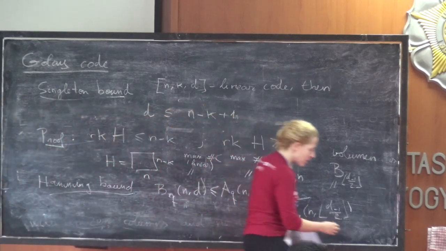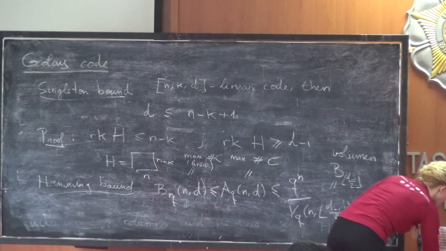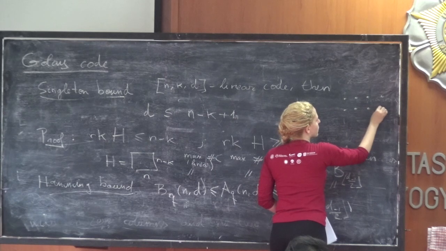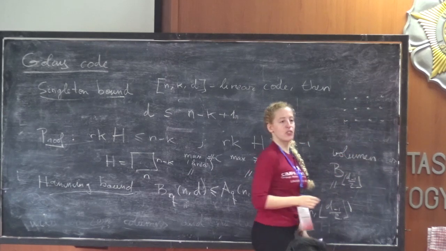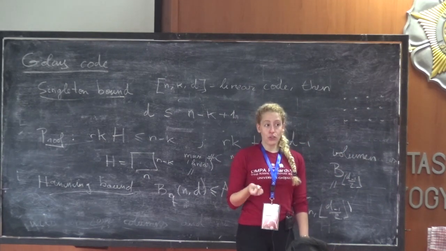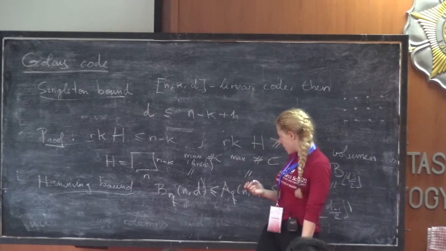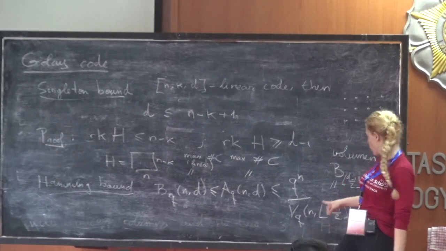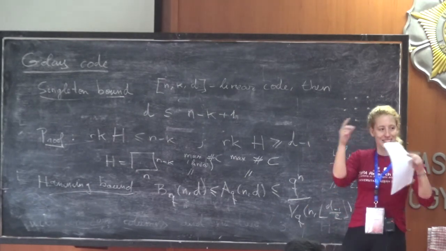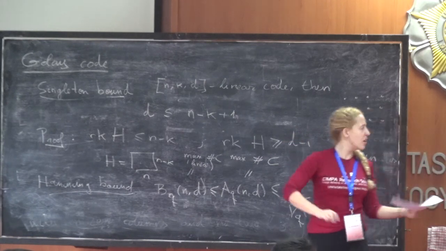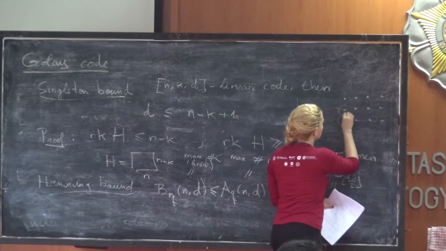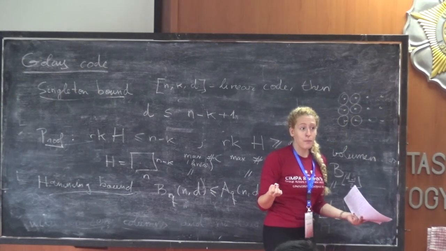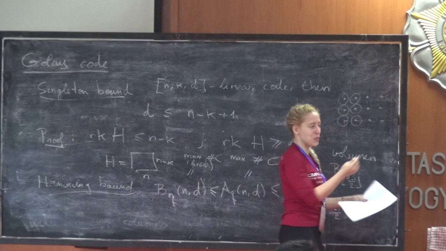Imagine that you have a code in F_q to the n. So I have here all my points, okay? I'm going to consider the balls of radius (d minus 1) divided by 2, okay? So this radius is smaller than half the minimum distance, which means that if I consider those balls, they do not overlap, because the radius is smaller than half of the minimum distance.